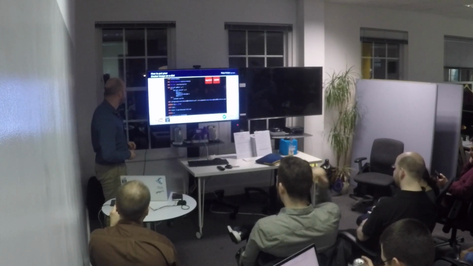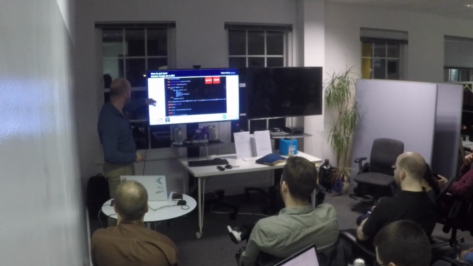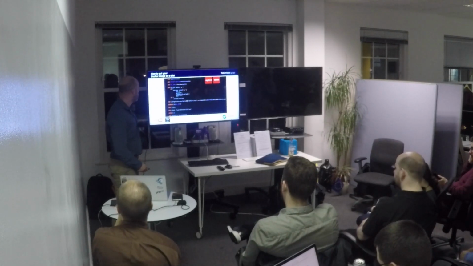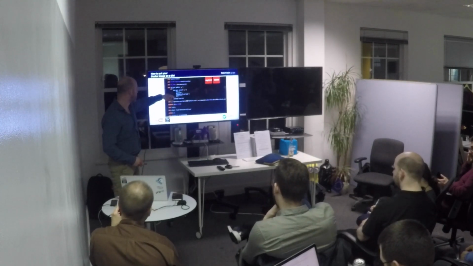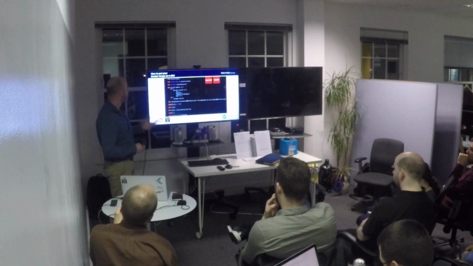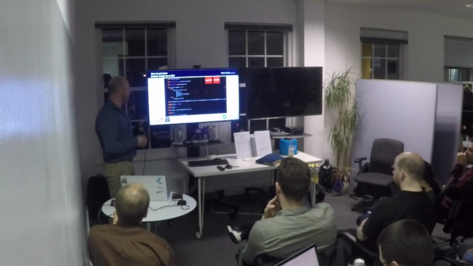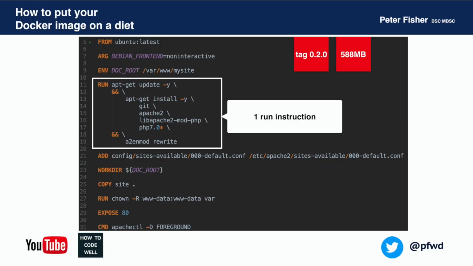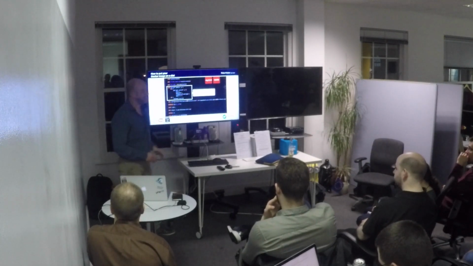So in tag 0.2.0, what we're doing here is condensing this down into one single run instruction. And we're using the double ampersand symbols and the backslash to denote that we want to chain the instructions together. The backslash just means that we are continuing on the next line down. So we've now turned our 6 instructions into one. We've reduced it down to 588 megabytes.